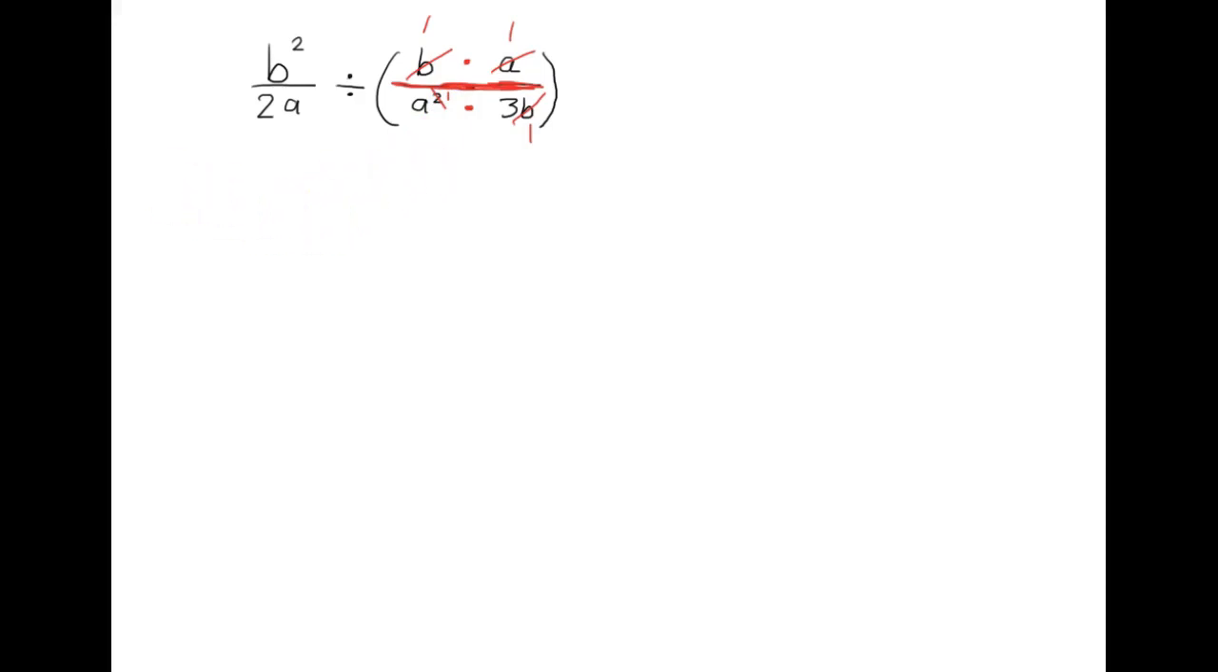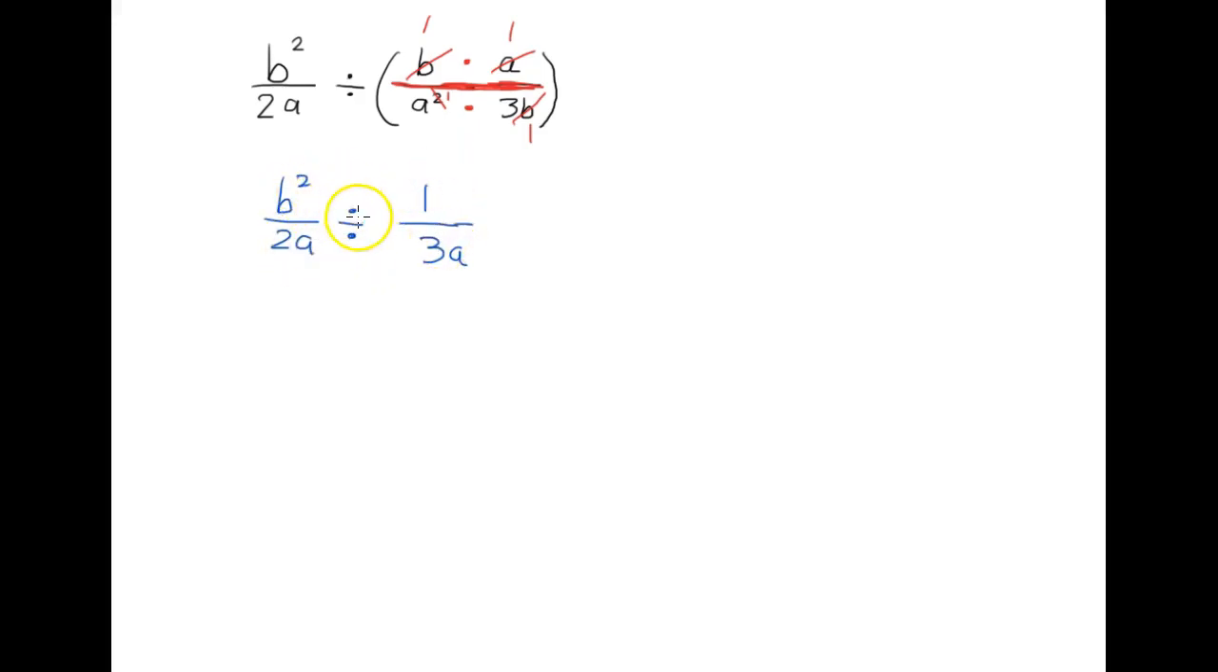So let's rewrite this now. I've got b squared over 2a, that's still outside there, divided by, now what was inside the parentheses, I'm going to write this without parentheses. We have 1 times 1 in the numerator, and then a times 3 in the denominator, which would be 3a. And so now we have b squared over 2a divided by 1 over 3a.